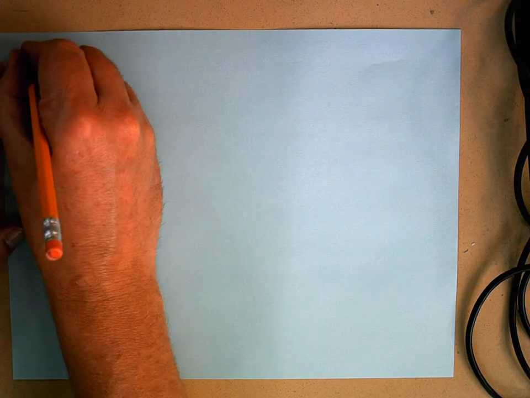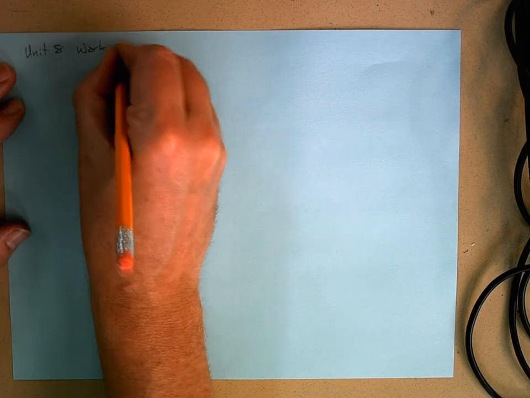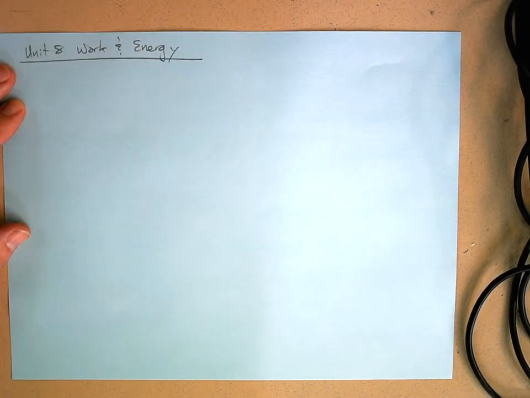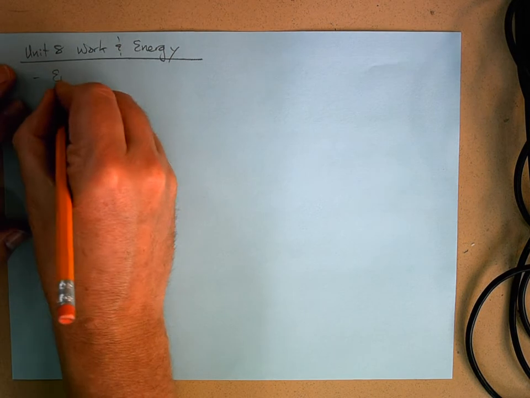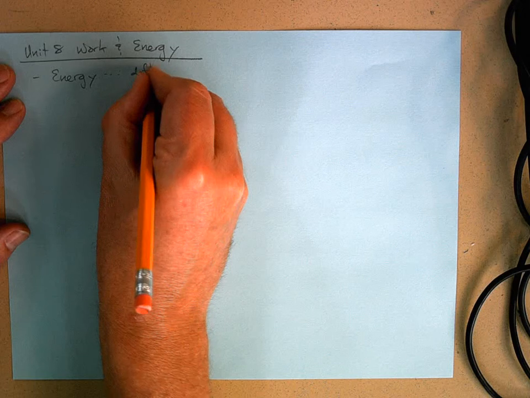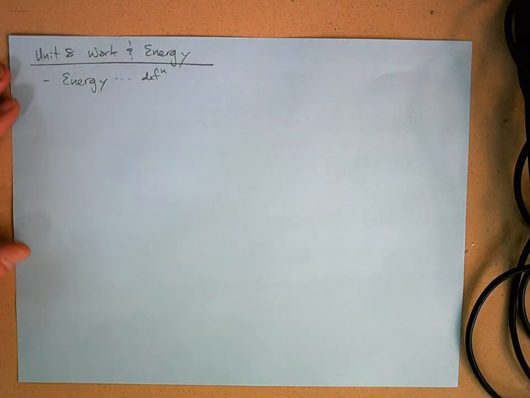Unit 8 was work and energy. Make sure you understand what energy is, that is, to be able to define it. Energy is the capacity to make a change in your environment.